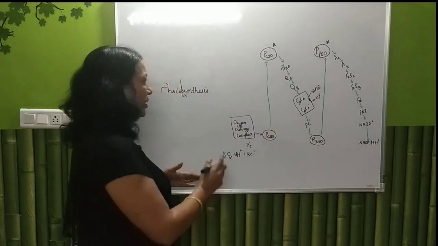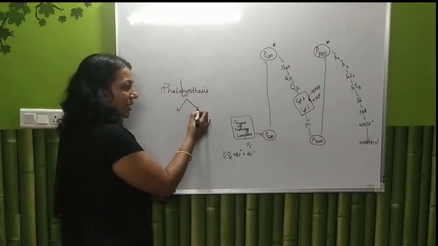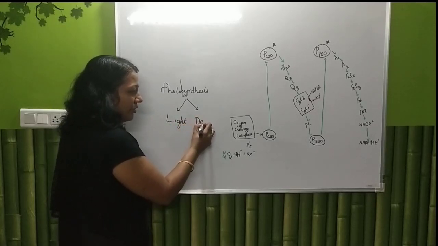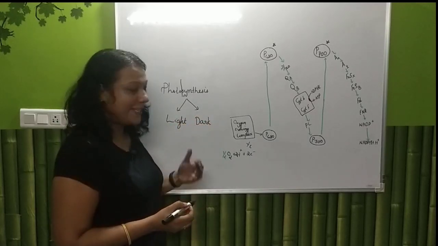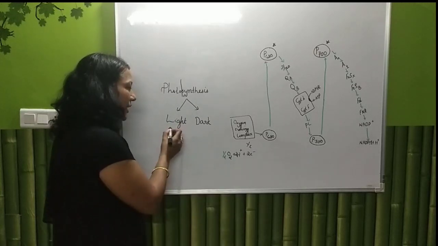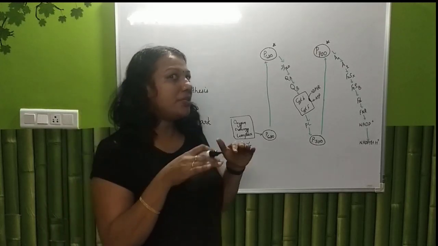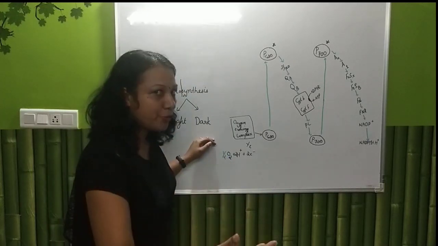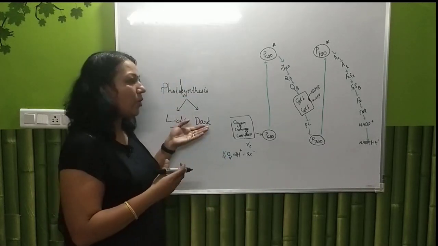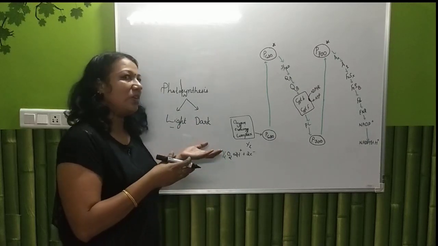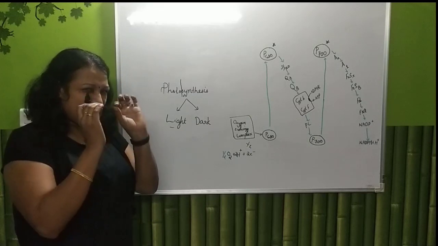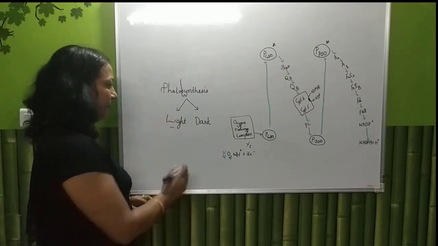In photosynthesis we have two reactions. One we will call the light reaction and the other one we will call the dark reaction. Light reaction depends on light, whereas dark reaction is independent of light. Never think that it is occurring in the absence of light, which is why it is called dark reaction. No, it's independent of light. So I just want to give you a basic idea.